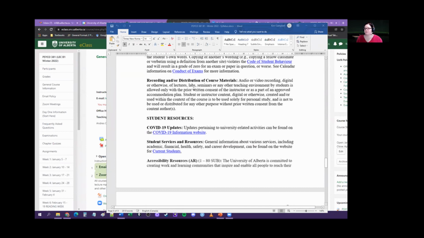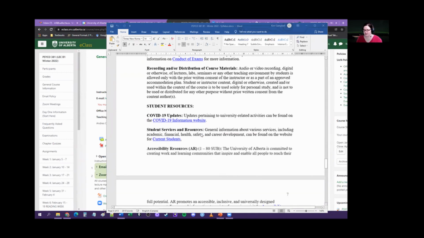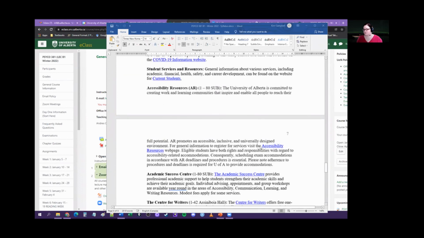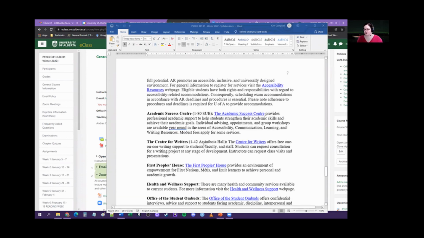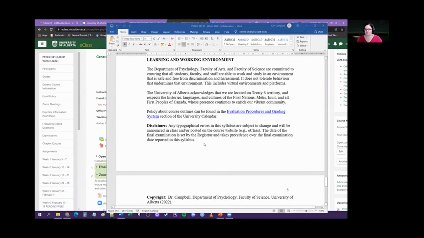There's a bunch of useful links in the syllabus. Again, you've probably read these through before, but if you haven't, skim over it. There's lots of links for safe things on the COVID-19 information, student information, accessibility resources, all of these things. These are all here for you. And if you have any questions about any of that stuff, let me know. But that should be most of the information that you need.